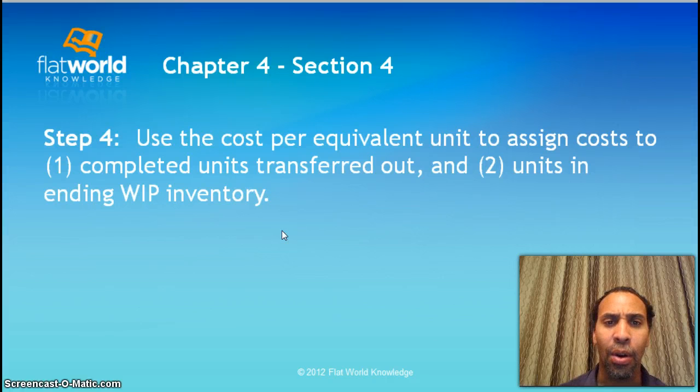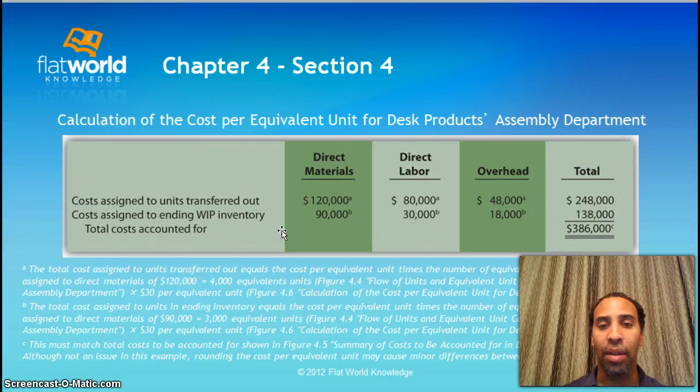So it says step 4, use the cost per equivalent unit, which I just indicated we would, to assign cost to one, completed units transferred out, and to two, units in ending work in process inventory. So you're going to use the numbers two different ways. It gets a little tricky, so we have to slow this part down, right?